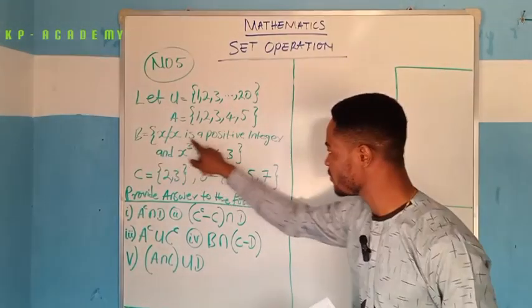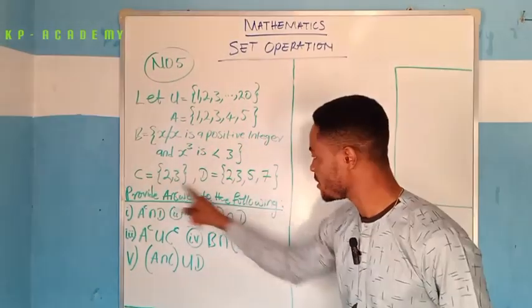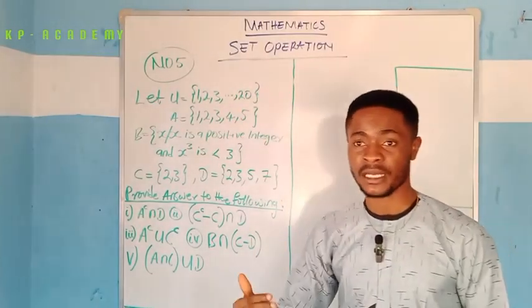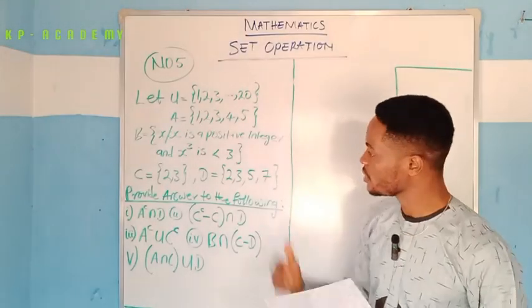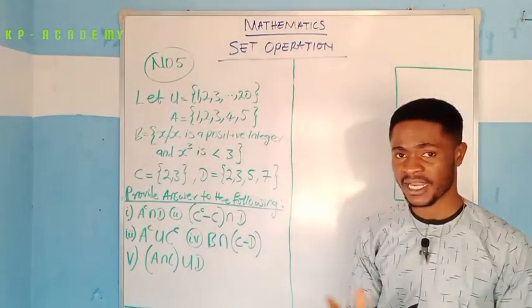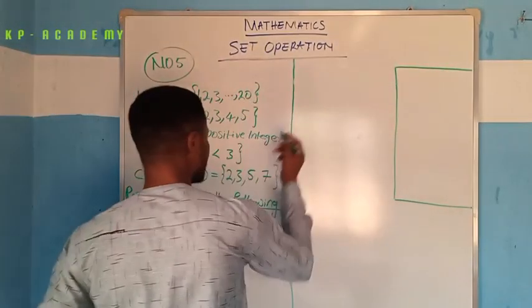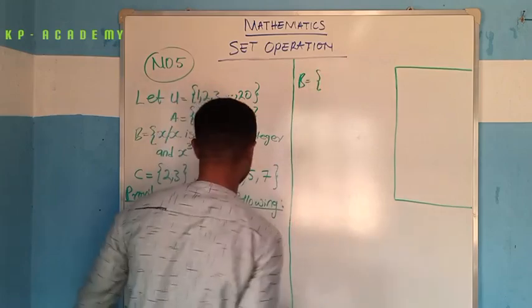Then set B is given in the form of a set builder notation or set builder method. Then set C and D are also listing method. So all of these sets given in listing method are quite simple to understand, but these ones given in set builder notation are kind of tricky, but we're still going to do it. So let us write out what set B is in listing method.